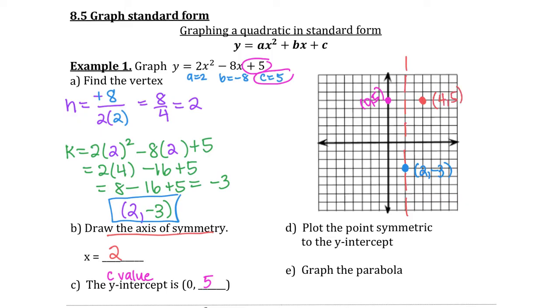So I'm going to go ahead and sketch my parabola. Make sure it's curved because a parabola is a curve. The vertex is in the middle. I see the y-intercept and I see the point symmetric to the y-intercept on the other side. Okay, that's going to be the method we use to graph, putting everything together. Okay, let's try example 2 now.